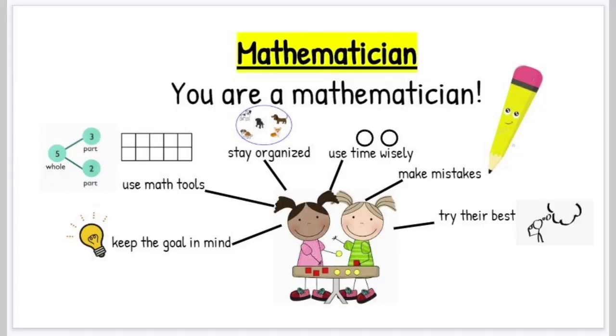Good mathematicians use their time wisely by doing things like quick pictures. Instead of taking a long time to draw out a picture, we can just draw a quick picture with circles that are about the same size in a nice, neat row. And this one is so important to me that you understand that a good mathematician makes mistakes. If you make mistakes, I never ever want you to feel like, oh, I'm not good at math. Because good mathematicians make mistakes.